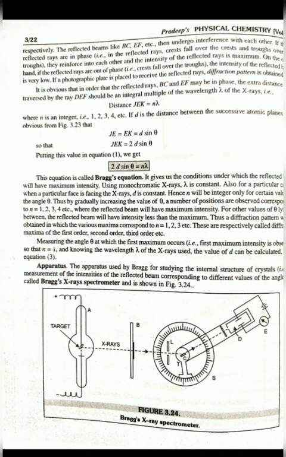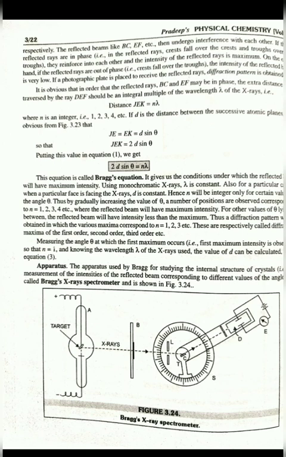It is obvious that in order that the reflected rays BC and EF may be in phase, the extra distance JEK traveled by the ray DEF should be an integral multiple of the wavelength lambda of the X-rays, that is, distance JEK is equal to n lambda, where n is an integer, that is 1, 2, 3, 4, etc. If d is the distance between the successive atomic planes, it is obvious from the figure that JE is equal to EK is equal to d sine theta, so that JEK is equal to 2d sine theta. Putting this value in the equation, we get 2d sine theta is equal to n lambda. This equation is called Bragg's equation. It gives us the condition under which the reflected beam will have maximum intensity using monochromatic X-rays.